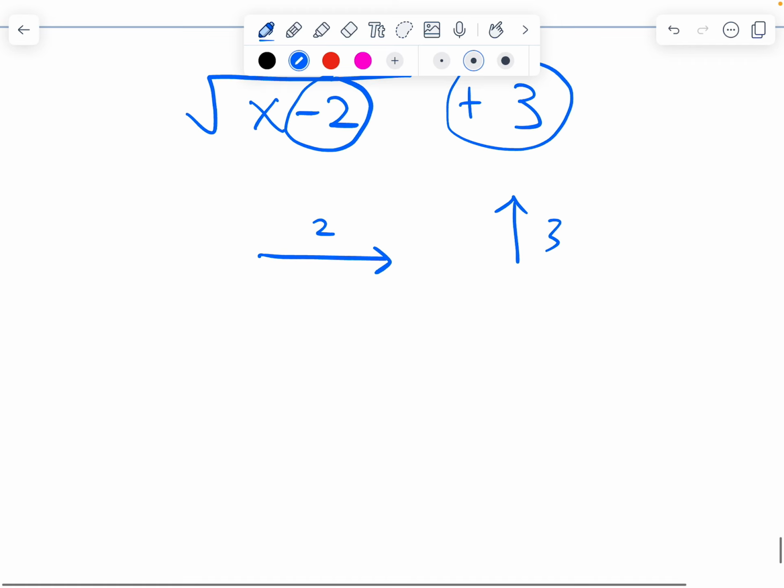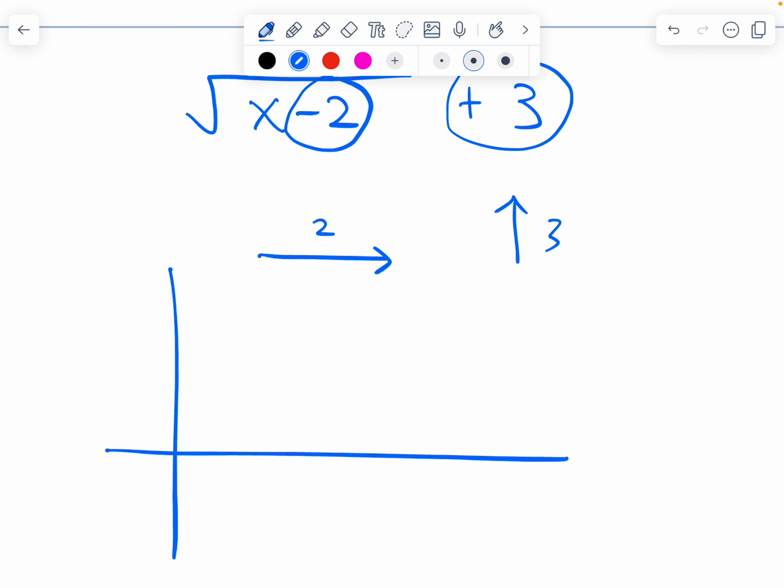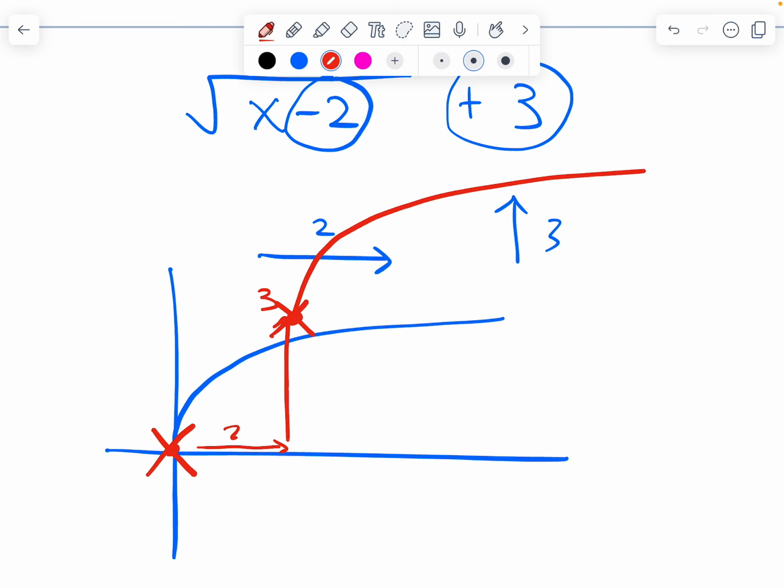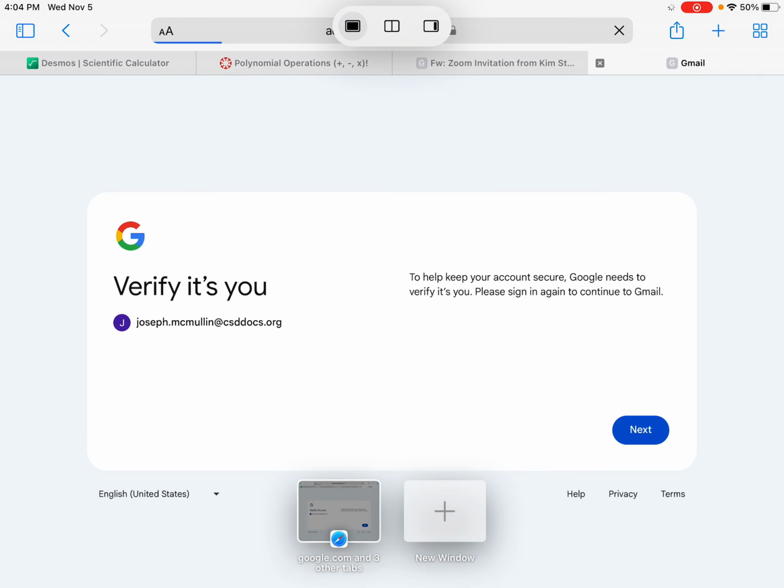So let's do this on our original graph. Our original graph would look like this, but our new graph is going to be shifted to the right by 2 units. So this point gets shifted to the right by 2 and up by 3. So now it's going to start here. If X marks the spot there, X marks the start right there, and the new graph is going to look like that. So it's going to be transformed. Let's do this in Desmos so you can see what this looks like in real life.